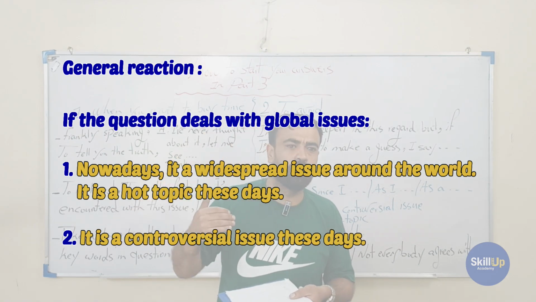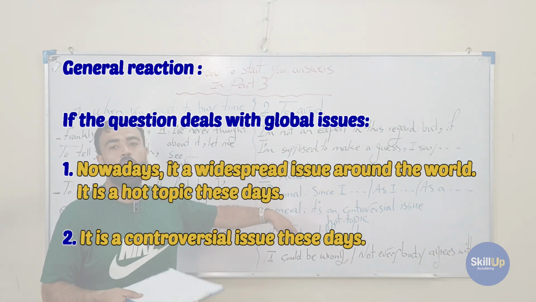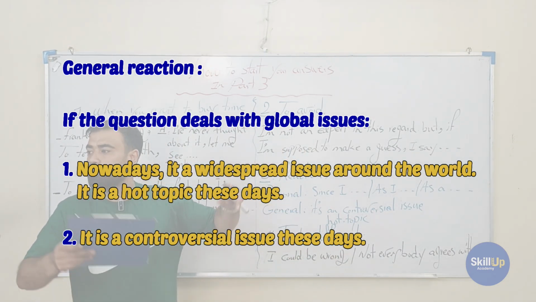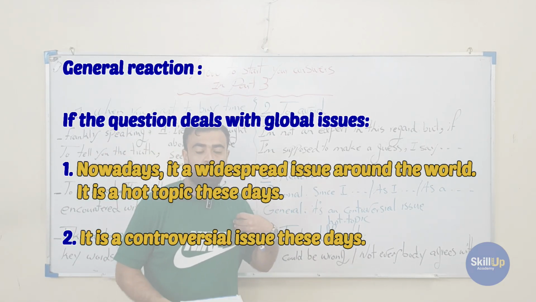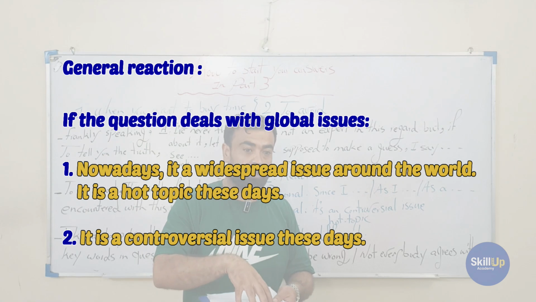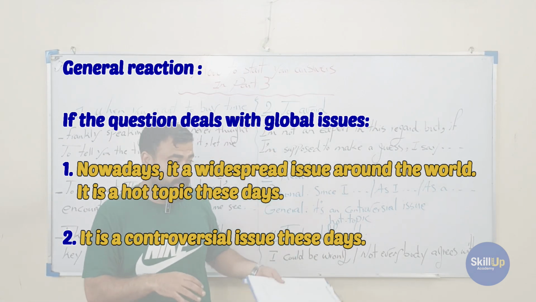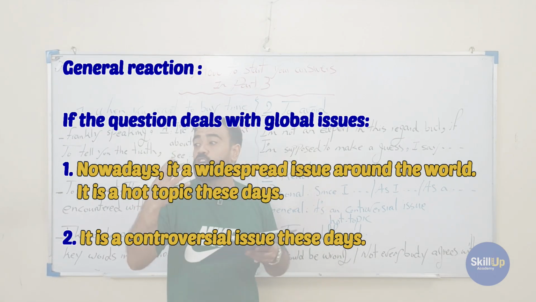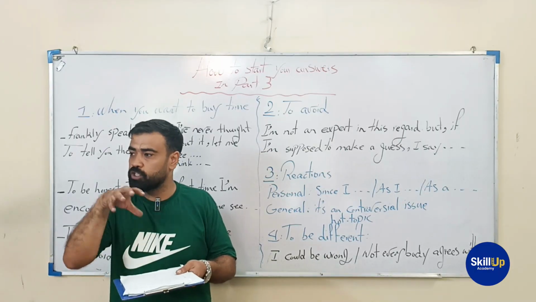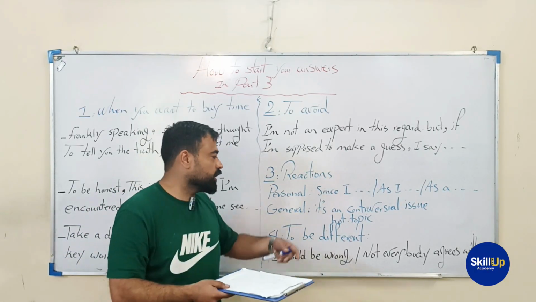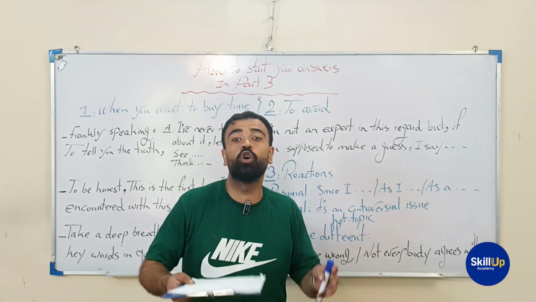How can governments reduce air pollution in megacities? You can start like this: you know, it's a hot topic nowadays. Most of the countries around the world are struggling with it. Or I ask you this question: do you think robots will replace teachers in the future? And you start like this: to tell you the truth, it's a controversial issue, because it means there's a lot to discuss here. So it's a hot topic, it's a controversial issue, it's a widespread problem, it's a global issue.